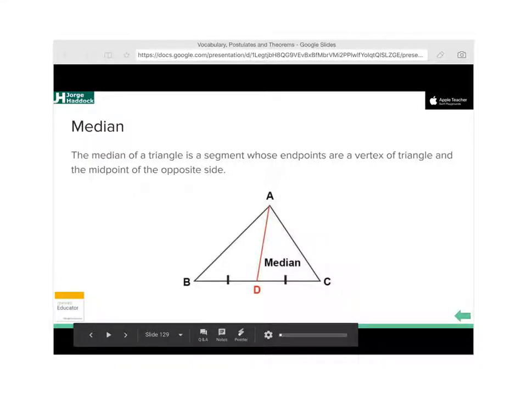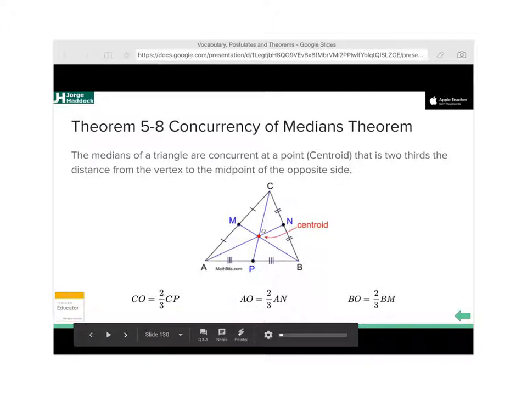So in this video, we're going to be working with the medians and altitudes of a triangle, right? The median is the segment whose endpoints are a vertex of a triangle and the midpoint of the opposite side. So this is my vertex, and the other endpoint is the midpoint of the opposite side. So the point of concurrency is that point where all those special lines intersect.